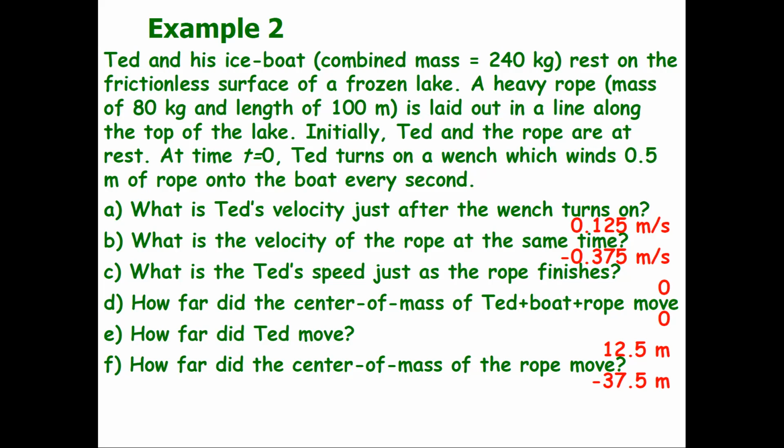As you go down, the next one is what is Ted's speed just as the rope finishes. When the rope finishes, what happens? There is no movement. So there's nothing to think about there, just put it here. The rope has finished, the boat has reached its destination, and there is no more movement. How far did the center of mass of Ted, boat and rope move? We know from our previous explanation that the center of mass does not move. Straight away you put a 0.